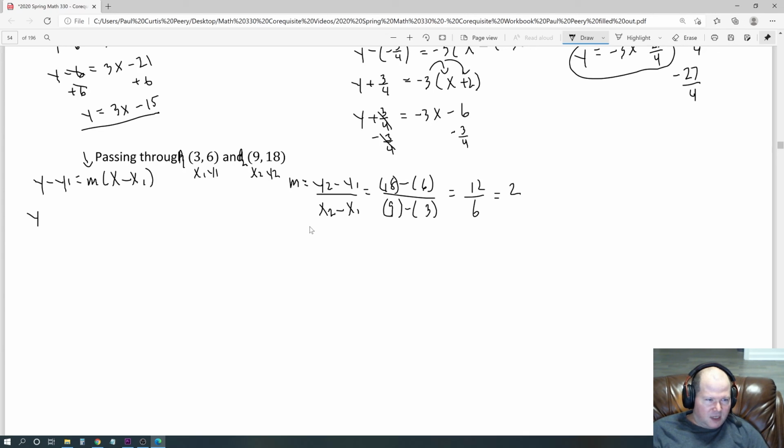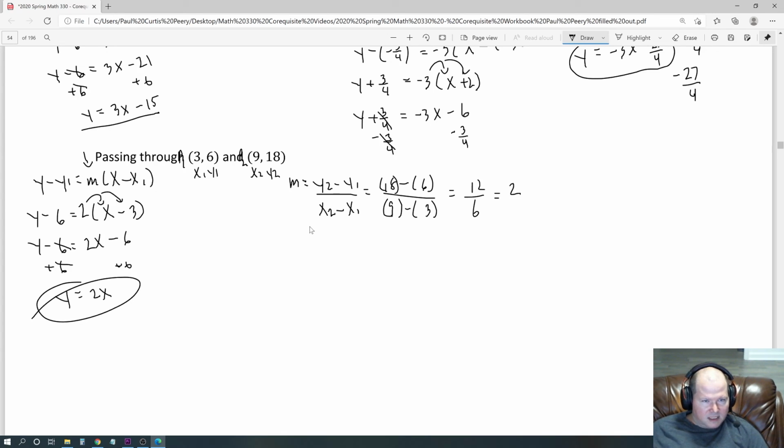Okay, now we have our slope. We say y minus y1, in this case that's a 6, equals m, which is a 2, times x minus x1, x1 being a 3. Then we distribute the 2. y minus 6 is equal to 2 times x, which is 2x, 2 times negative 3, which is negative 6. Plus 6, plus 6. Cancel, cancel. y is equal to 2x. And looks like that's it.